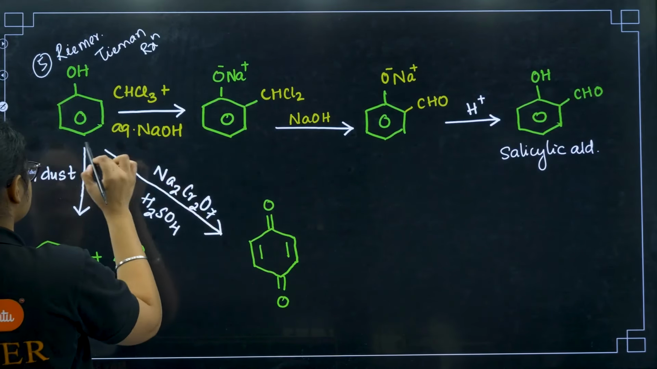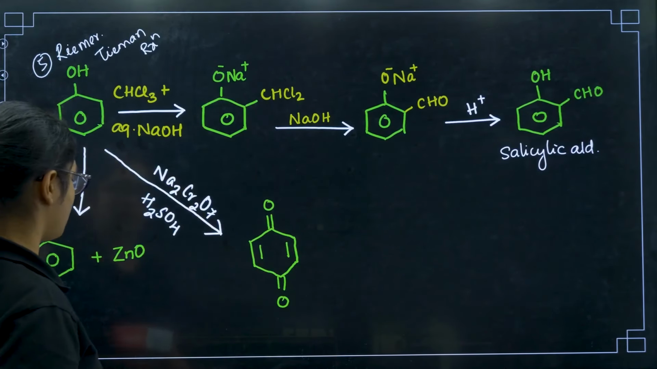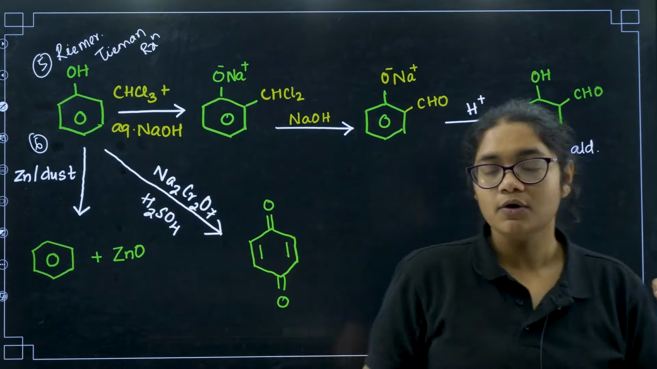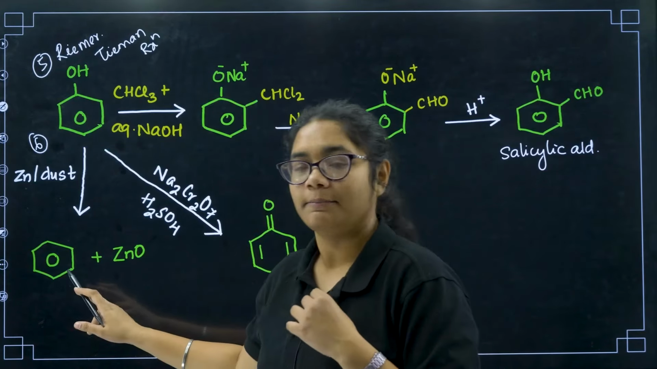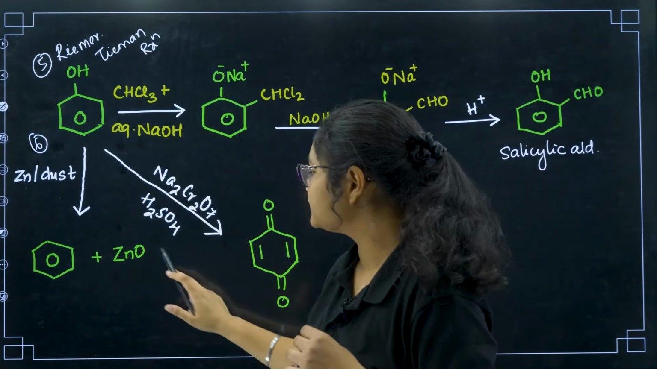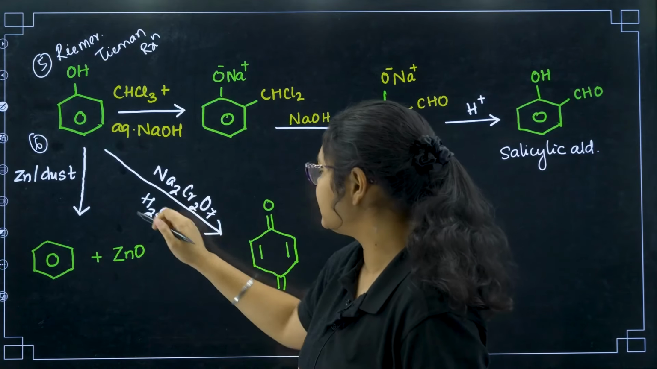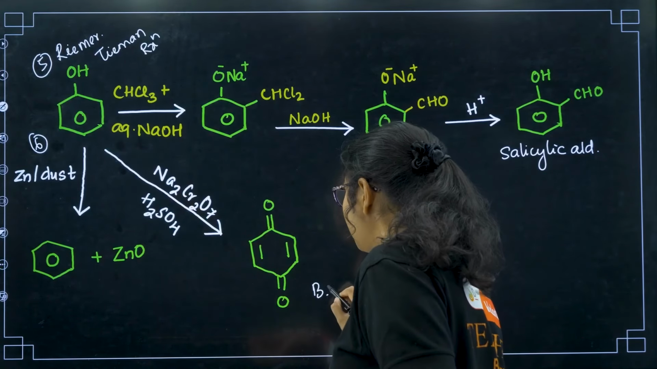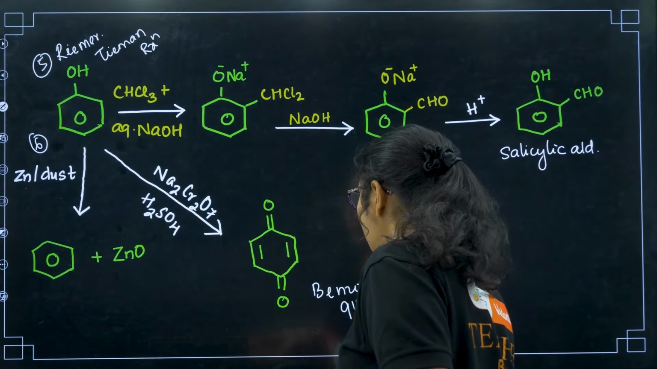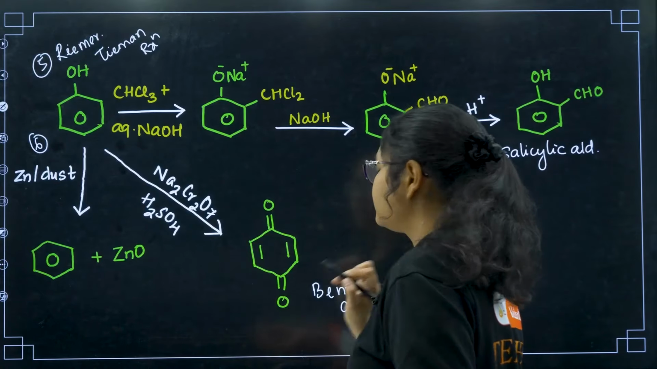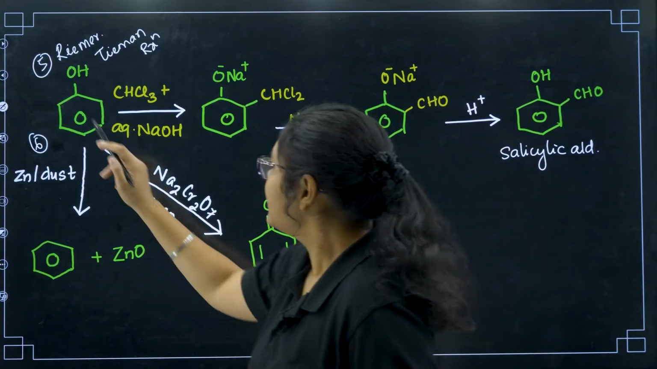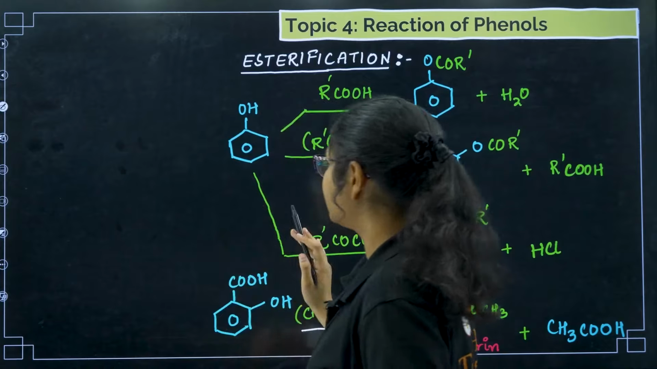The sixth one is the reaction with zinc dust. Phenol on reaction with zinc dust will give you benzene. And the seventh one, if you treat with Na2Cr2O7, oxidation will take place, and this product is called benzoquinone. Okay, clear?